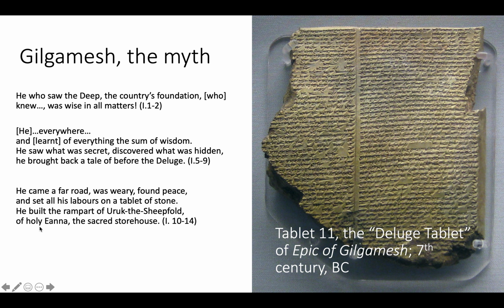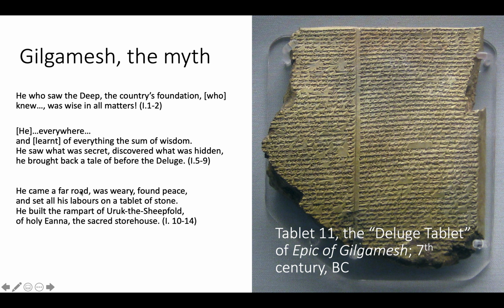So this should remind you of a couple slides ago. Holy Eanna, that's the temple of Uruk, devoted to the god Anu. So Gilgamesh apparently is the guy who built that. So he built the ziggurats. He built the rampart of Uruk, the sheepfold. The rampart is the walls of the city. Uruk is the city. They seem to refer to it often as the sheepfold. A sheepfold is like a cage around which you house your sheep. So much like the walls of a city would protect the people, Gilgamesh is building this protection for his people.